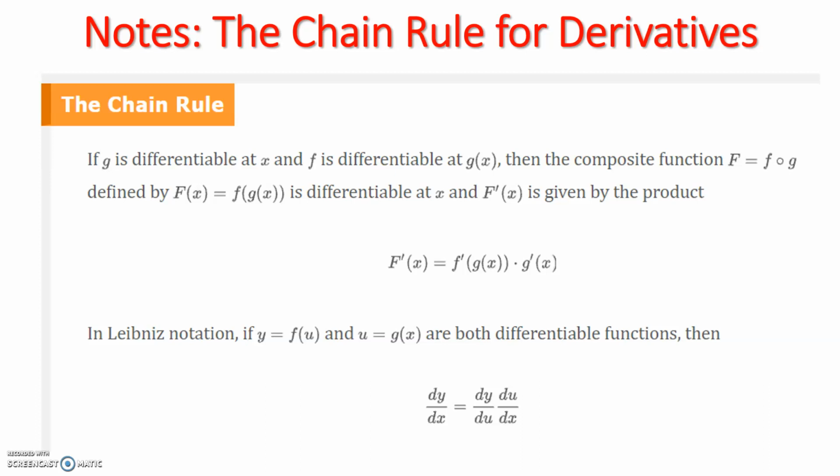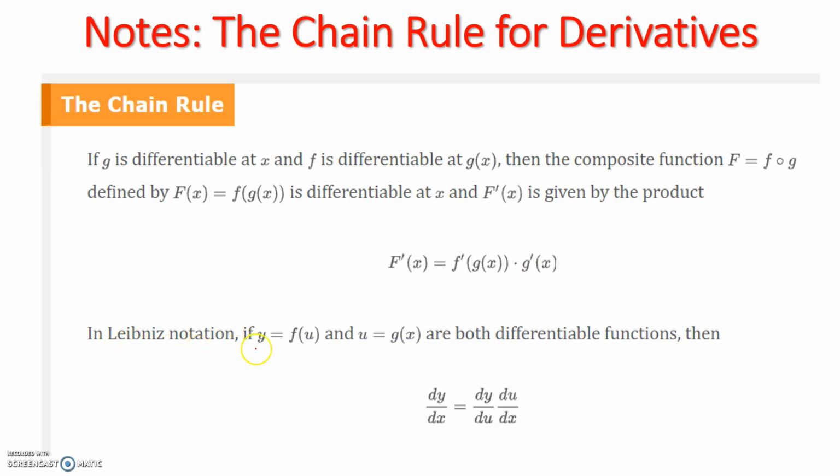All right, so today we're going to introduce what is called the chain rule for derivatives. And it says this: if g is a differentiable function at x and f is a differentiable function at g of x, then the composite function F, defined by F of x equals f of g of x, is differentiable at x, and F prime of x is given by the product F prime of x equals f prime of g of x times g prime of x.